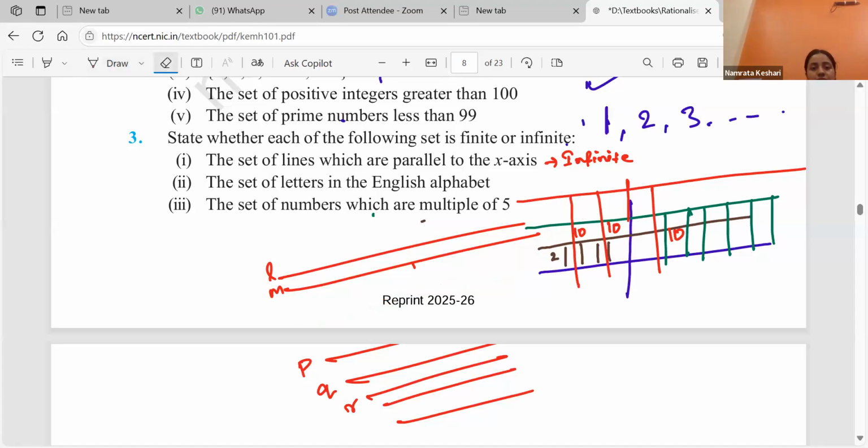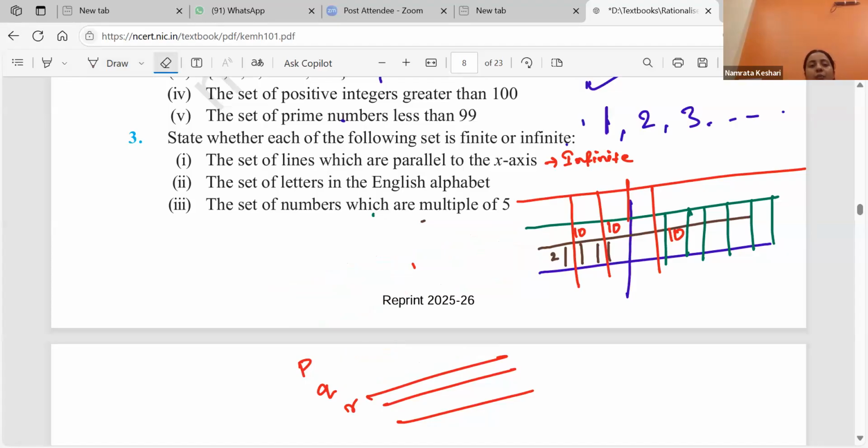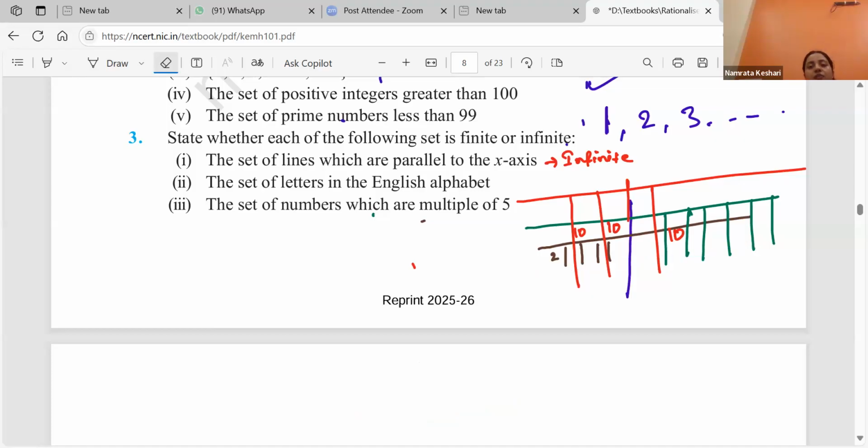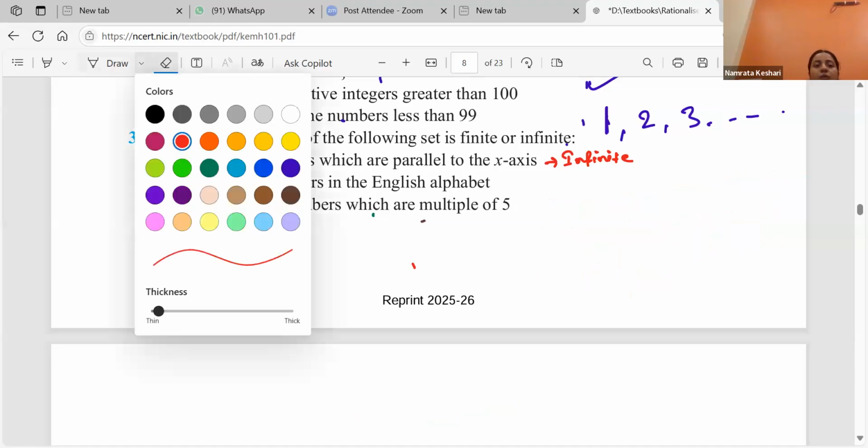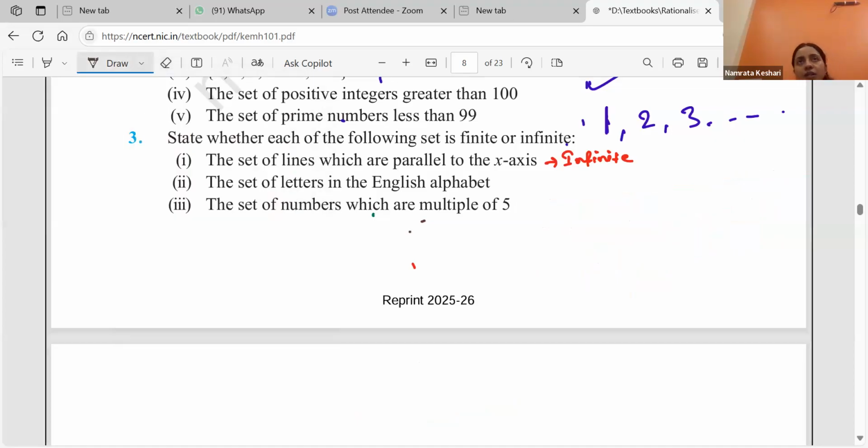That's infinite. The set of numbers which are multiples of five. Multiple of five means one times five, two times ten, three times fifteen. It can keep on going and going. We also say multiple means table, but you learn the table only till 10. The table is not limited to 10, it can go beyond 10. For calculation purposes, you learn it till 10, right? Yes, ma'am.